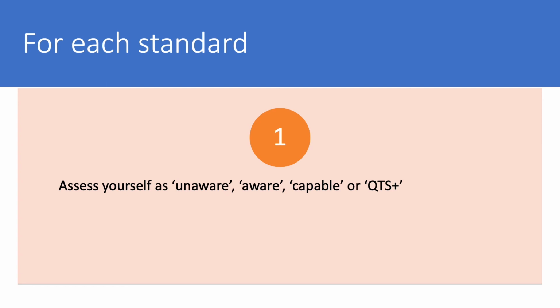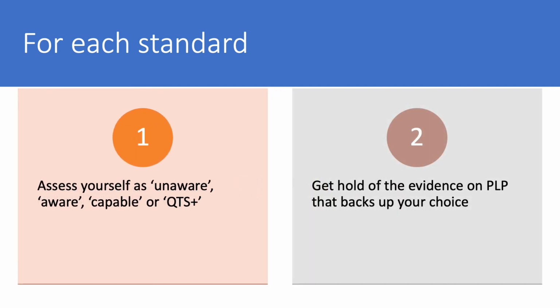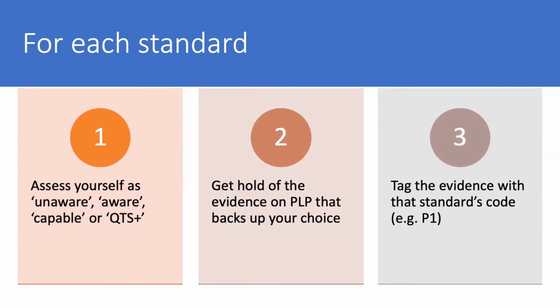And you'll need, as you go down this column, to simultaneously assess where you think you are and grab hold of the evidence that you feel backs up your point and tag it to that particular standard that you're considering at the time, so that further down the line when you're talking to the mentor, you'll be able to find this stuff again really, really quickly. So it's a simple process of tagging with, for example, P1, P2, P3. Don't forget that you can tag a piece of evidence to more than one standard at a time if it's relevant.